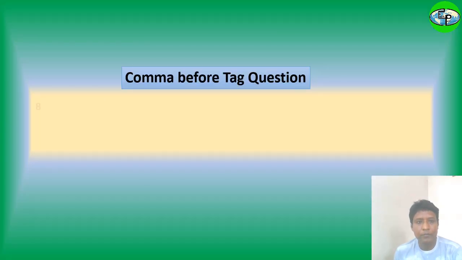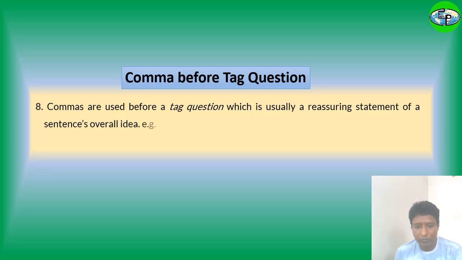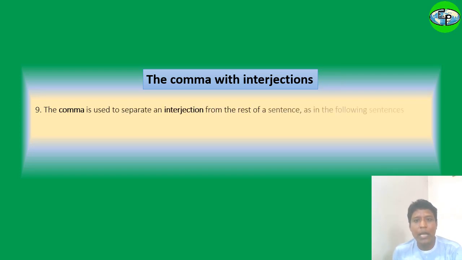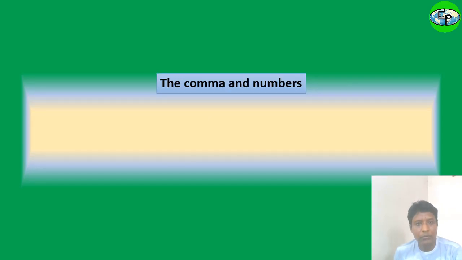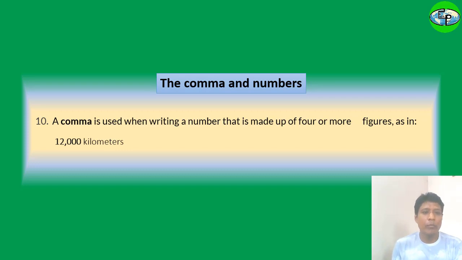Comma before tag question. Number 8. Commas are used before a tag question, which is usually a reassuring statement of a sentence's overall idea. For example, he loves you, doesn't he? The comma with interjections. Number 9. The comma is used to separate an interjection from the rest of a sentence, as in the following sentence. Heavens, I've never seen such a heavy rain. The comma and numbers. Number 10. A comma is used when writing a number that is made up of 4 or more figures, as in 12,000 kilometers.